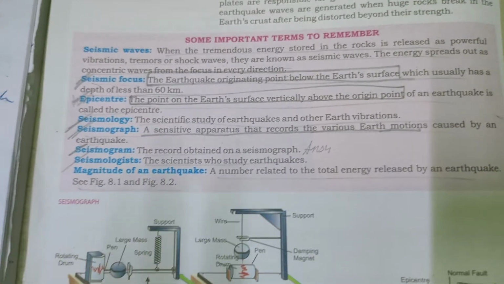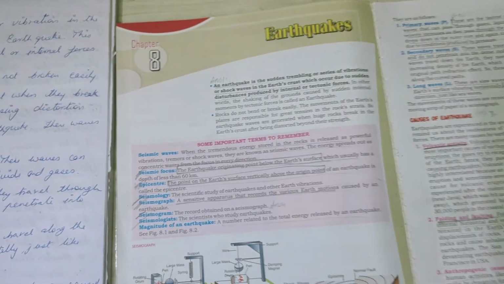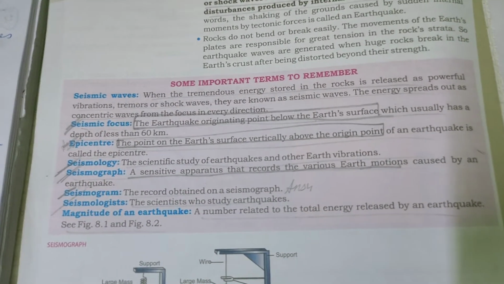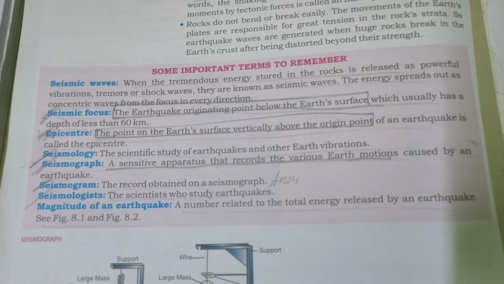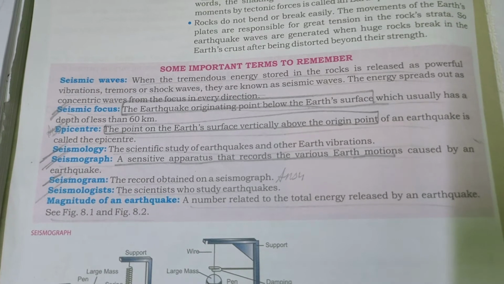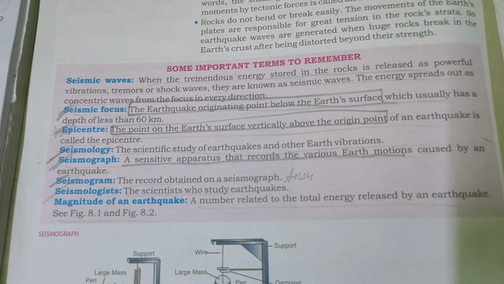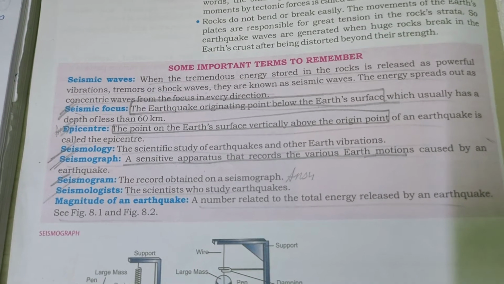Now, in your books on page 64, they have given you the very first page of your chapter on earthquakes. They have given you some terms which are very, very important. One is seismic waves, of course, the waves which are released due to powerful vibrations or tremors or shock waves, and they're called seismic waves. We generally call them earthquake waves.